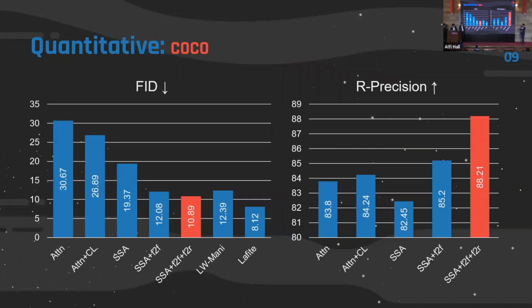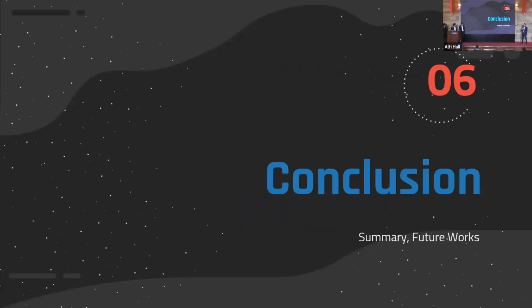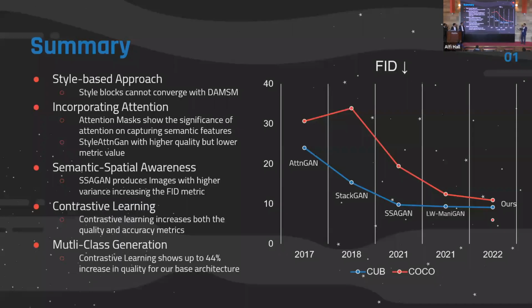And it's also worth noting that for the recaptioning or the accuracy metrics, we can see that the contrastive loss had a measurable increase in the accuracy itself, either in the attention GAN base architecture itself or the SSA plus the contrastive losses, in both.